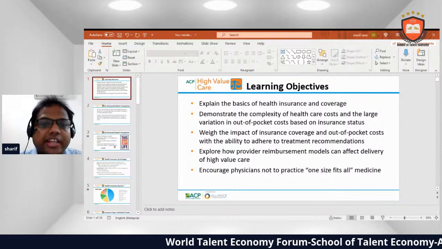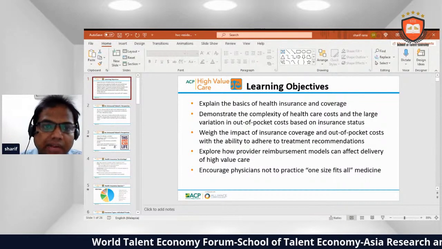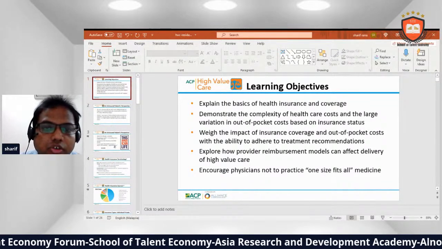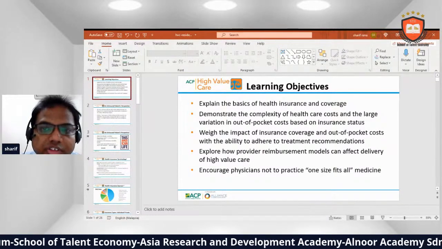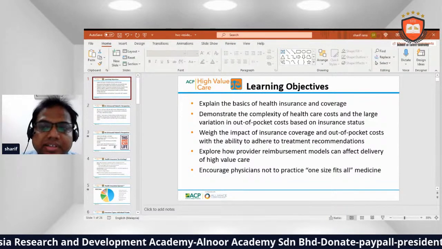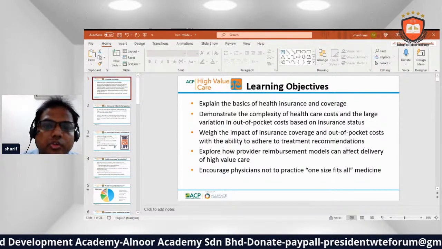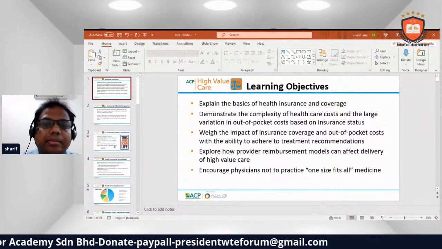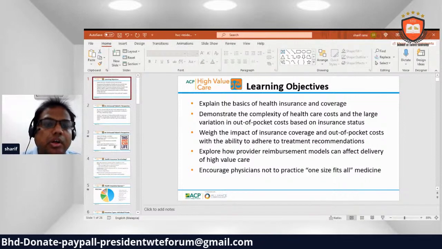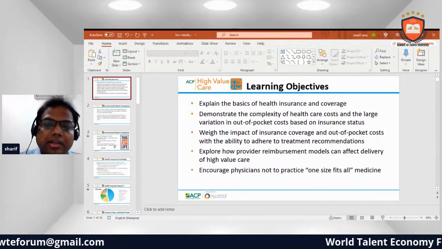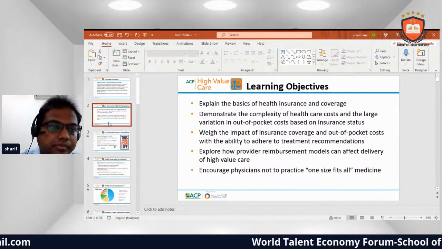In this session we will learn to explain the basics of health insurance and coverage, demonstrate the complexity of healthcare costs and the large variations in out-of-pocket costs based on insurance status, and see the impact of insurance coverage and out-of-pocket costs on the ability to adhere to treatment recommendations. We will explore how provider reimbursement models can affect delivery of high-value care, and encourage physicians not to practice one-size-fits-all medicine.